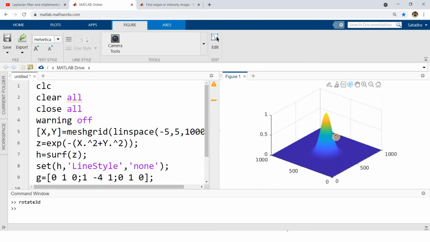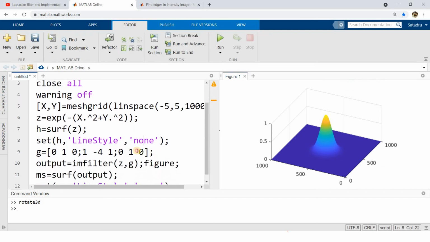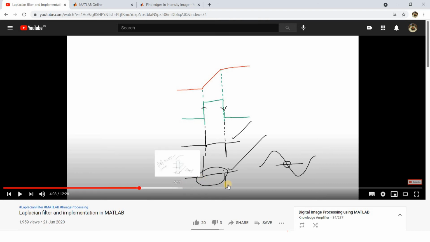Now what do we need to inspect? We need to understand the kernel shape. That's why we need to implement the double derivative of this one. Double derivative means nothing but the Laplacian filter. And I have told you the Laplacian filter equation: 0, 1, 0 in the first row, 1, -4, 1 in the second row, 0, 1, 0 in the third row. This derivation I have explained in detail in the Laplacian of Gaussian.